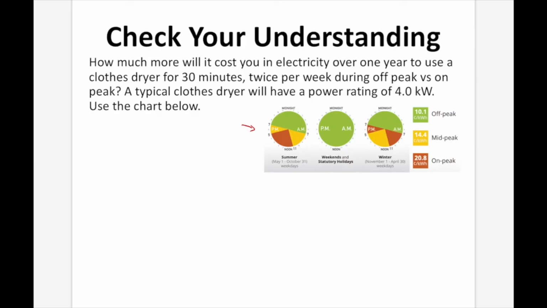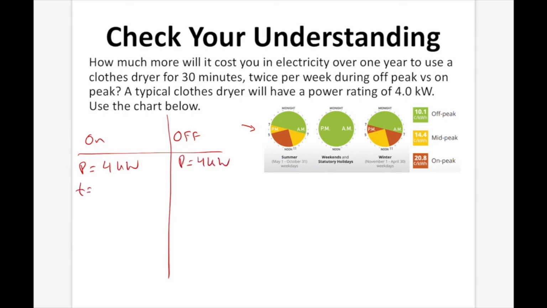Okay, so we need to break this question into 2 different parts. We need on-peak and we need off-peak. And then we're going to compare the 2. And we're going to use a similar method we used just before. So the power rating, we know is going to be the same for both. It's going to be 4 kilowatts. We're going to use it for 30 minutes. So time is going to be equal to 0.5 hours twice per week. So times 2. That's going to give us 1 hour per week times 52 weeks per year. So that's going to give us 52 hours of usage for both examples.